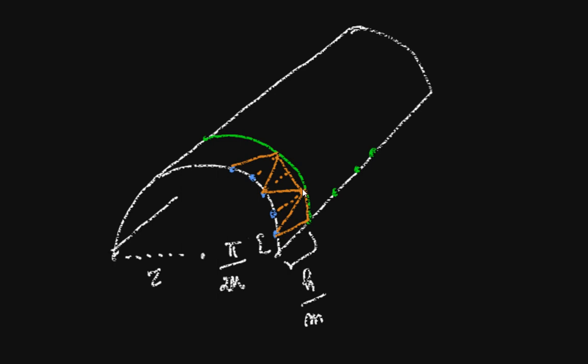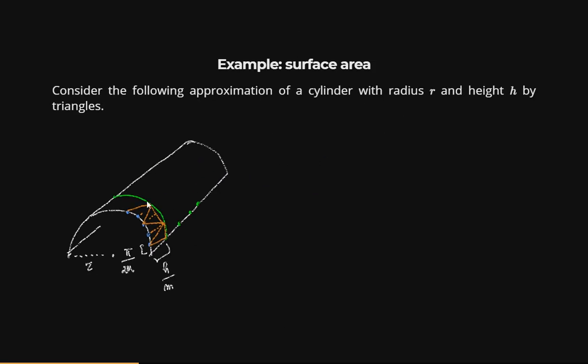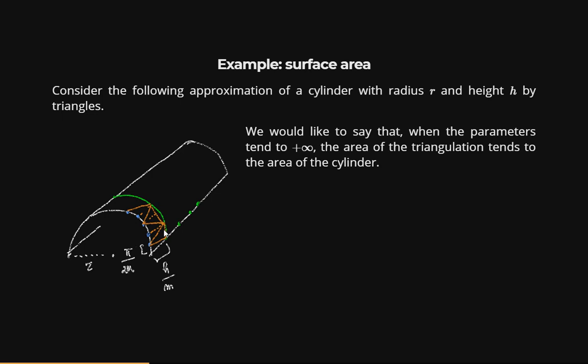So it's easy to compute the area of these triangles. And we would like to say that when the parameters, m and n, tend to infinity, the area of the triangulation tends to the area of the cylinder.